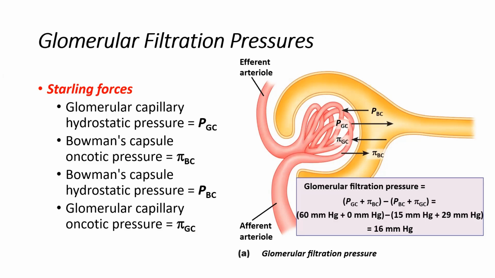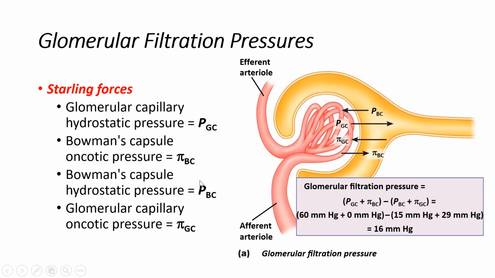So we've got the glomerular capillary hydrostatic pressure, which is represented by this large P and GC. This is the hydrostatic pressure that is being exerted by the fluid within the vessels, right? So glomerular capillary is the location. Hydrostatic is describing the force. So it's going to be a push force from the vessel out into the Bowman's capsule.